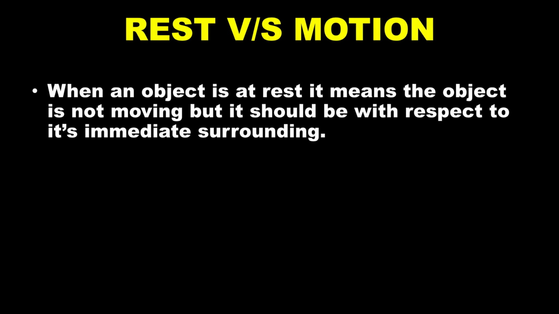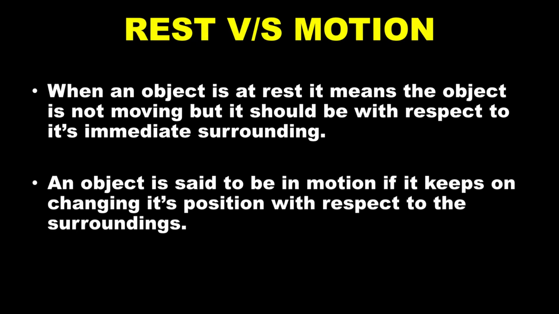Anything is at rest means कोई रुकी हुई चीज़. But children, if the object is at rest, it is not changing its position, but it should be with respect to its immediate surrounding. And any object is said to be in motion when it keeps on changing its position with respect to its immediate surrounding.